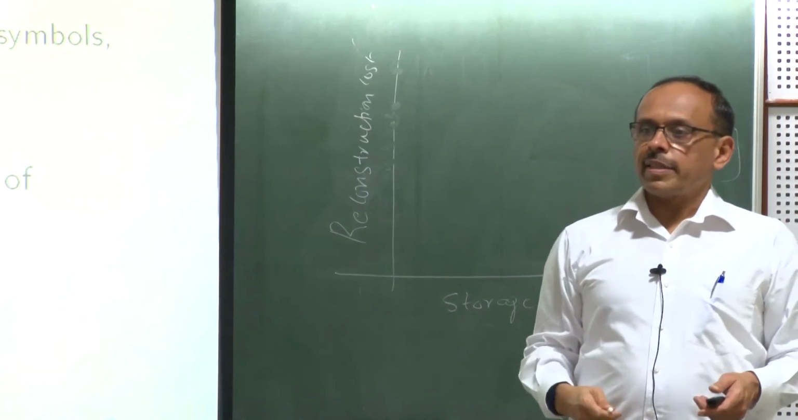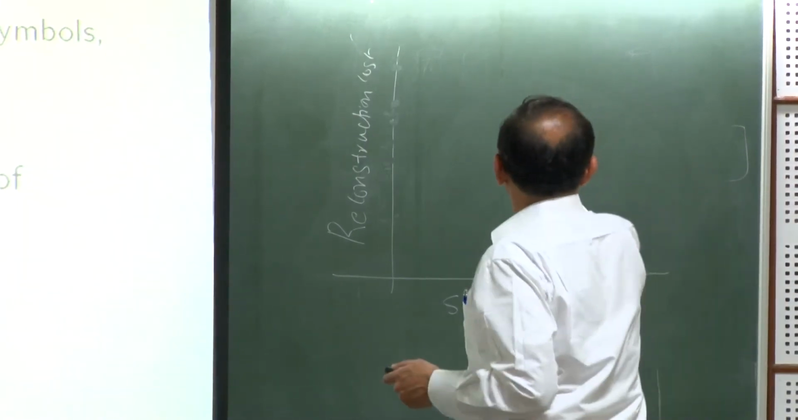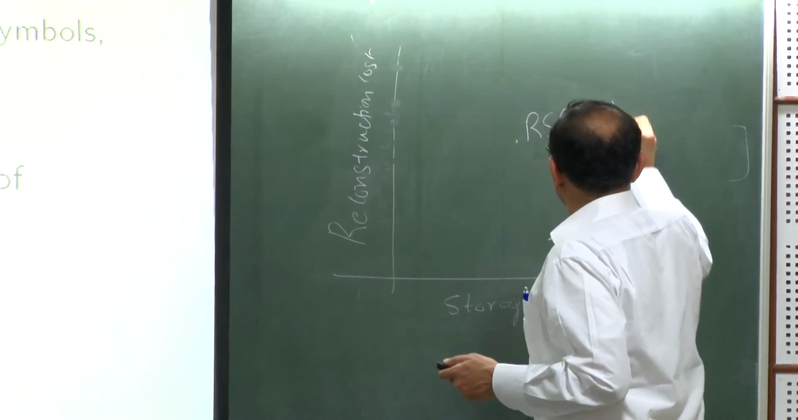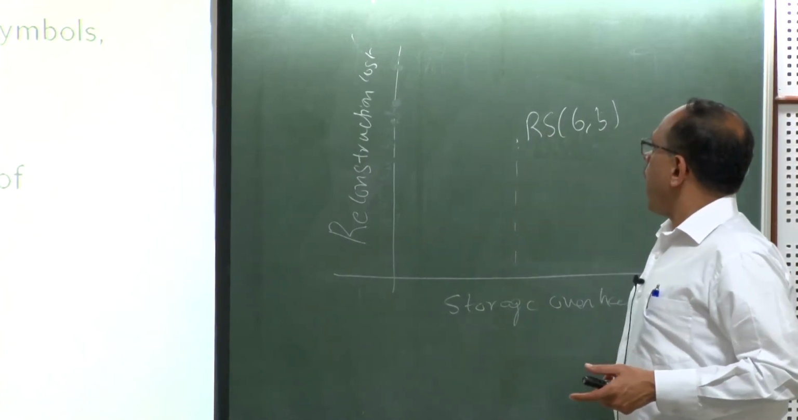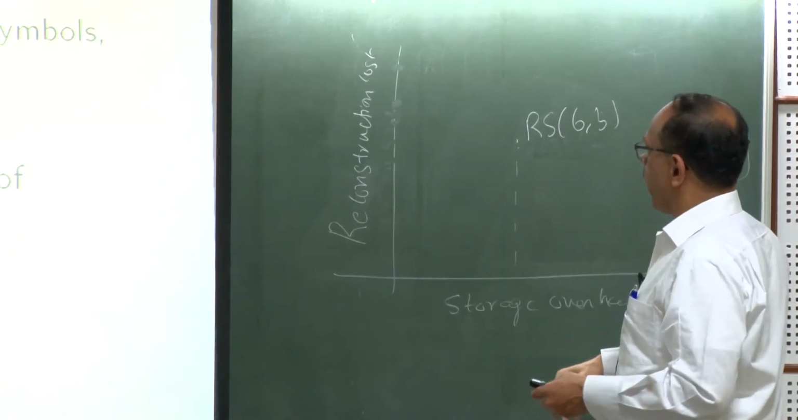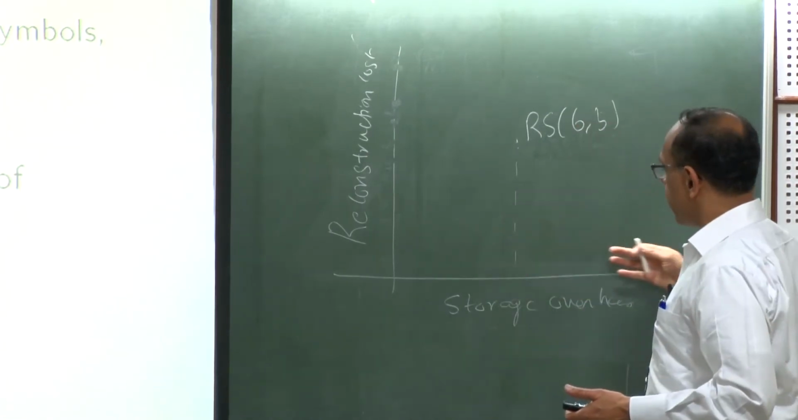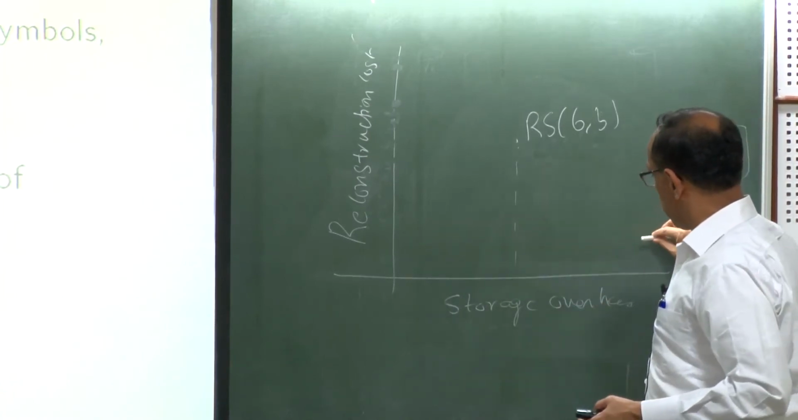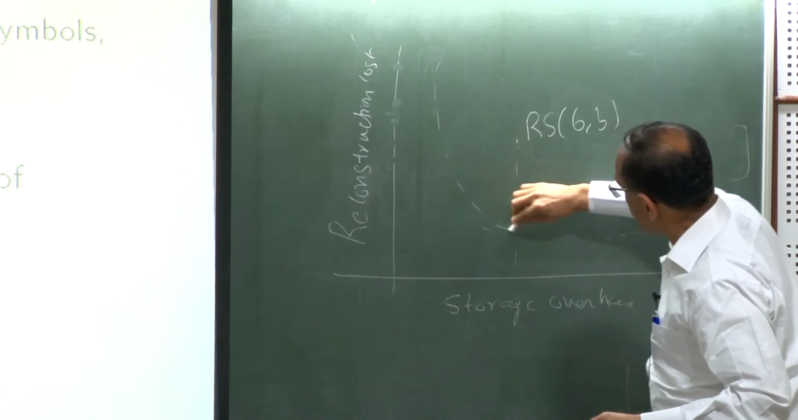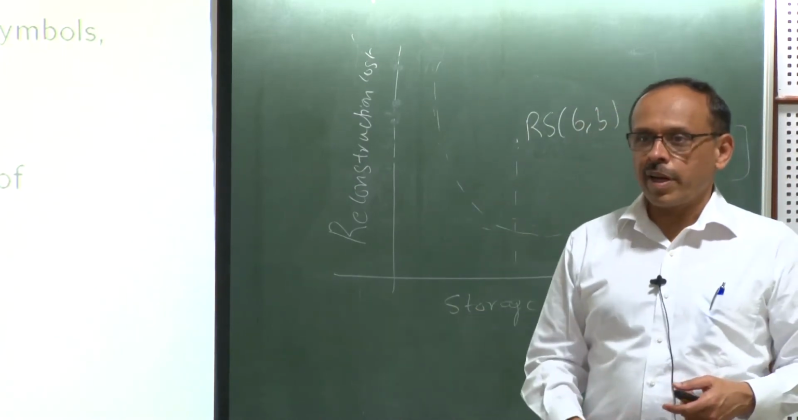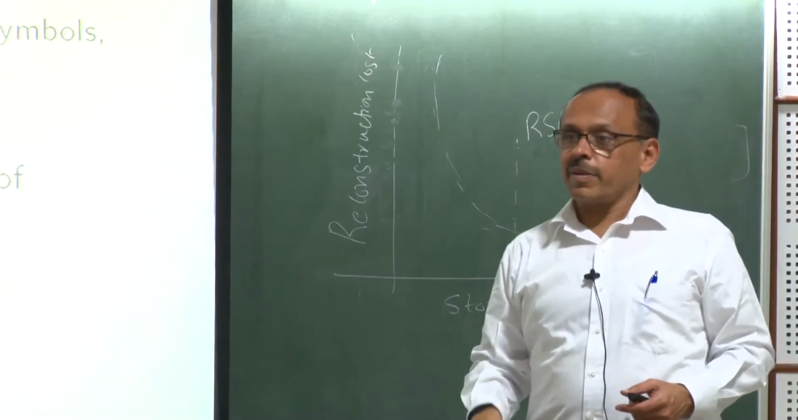Obviously, if you use, let us say, RS code 6,3, that's a popular code used, that means k equal to 3 and n equal to 3. What is the storage overhead? 50% overhead, yeah. In general, if you have more storage, then reconstruction cost will be smaller. And if you have less storage, you have to have a higher reconstruction cost. So in general, you will have the same type of inequality trade-off that we mentioned.